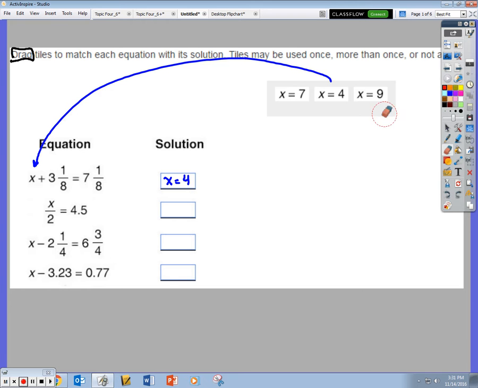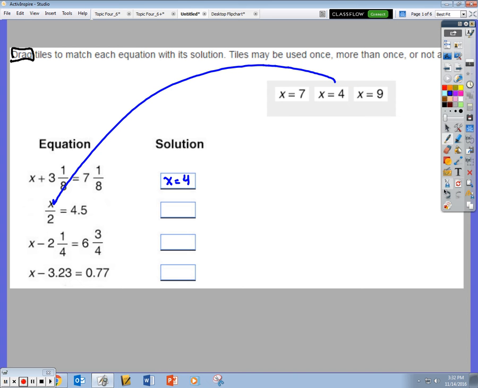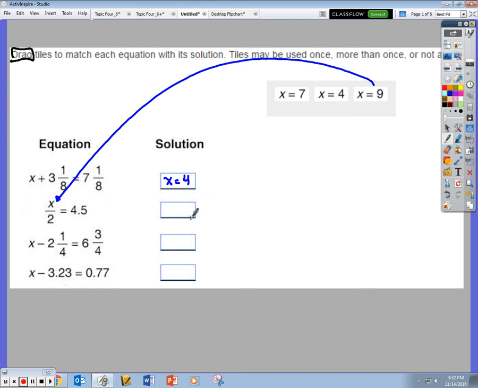That might be a better way to do this for myself, to kind of be working a little bit more efficiently. Now this one says x divided by 2 equals 4.5. Well, if I substitute in 7, 7 divided by 2, half of 7 is 3.5. Well, that's not 4.5. Substitute in 4, we have 4 divided by 2. Well, that doesn't give me 4.5, so that's not going to work. What if I substitute in 9? What's 9 divided by 2? Well, 9 divided by 2 is 4.5. So, hey, this would be x equals 9. All right, I'm just doing these by substituting in. I kind of like this.